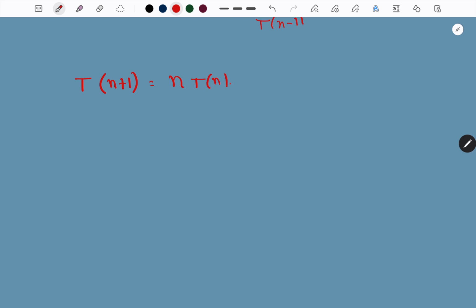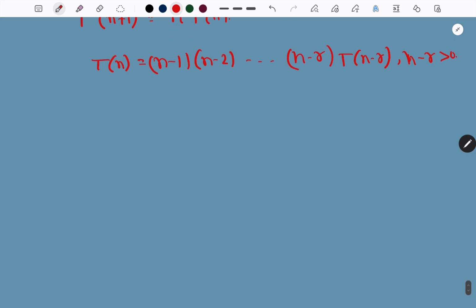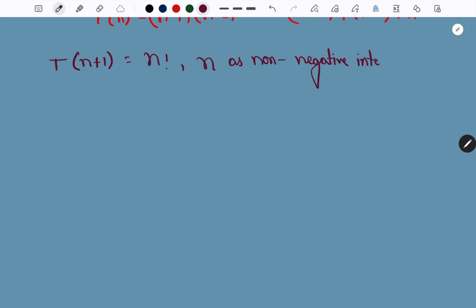Now this will continue. If n is a positive fraction, this goes on, and I can write tau of n as n minus 1 into n minus 2, and this goes on, n minus r into tau of n minus r, where n minus r is greater than 0. So again we can generalize one thing from here. Tau of n plus 1 can also be said as n factorial, for what? n as a non-negative integer. n must be a non-negative integer.